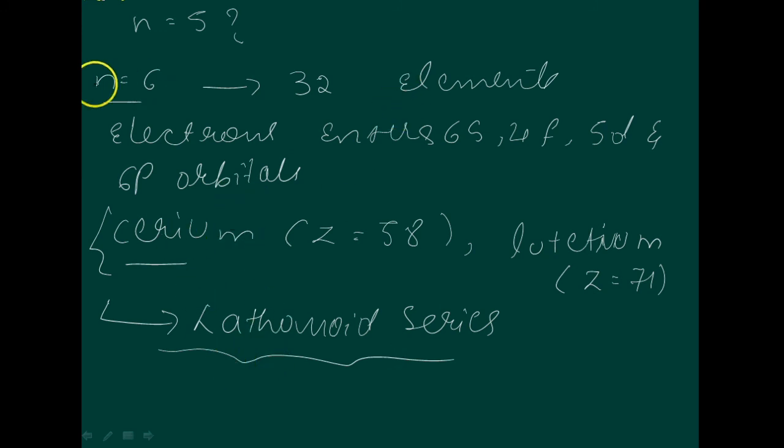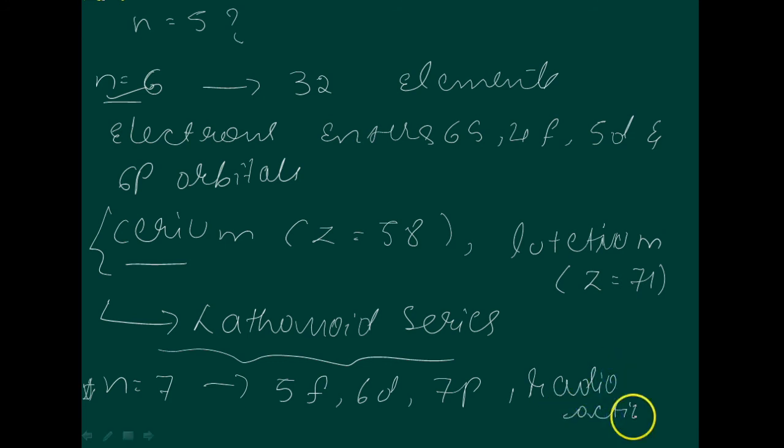Like this for n is equal to 6, consider n is equal to 7 also: 5f, 6d and 7p orbitals, and it includes most of the man-made radioactive elements. That consists of man-made radioactive elements. This period will end at the element with the atomic number 118. It will end at 118.